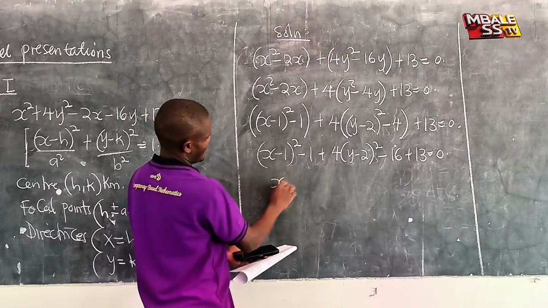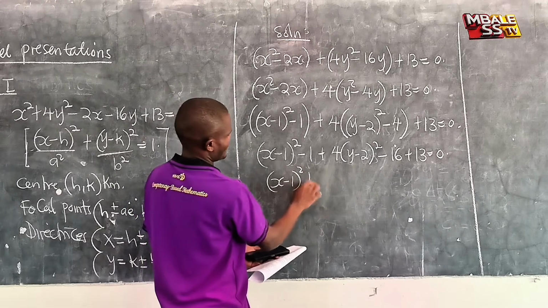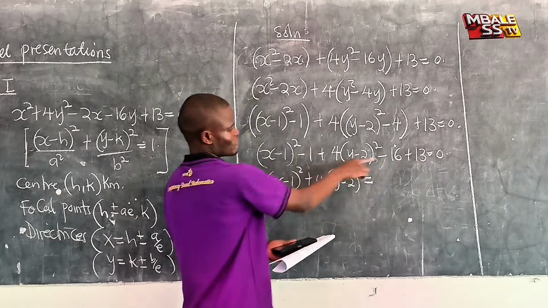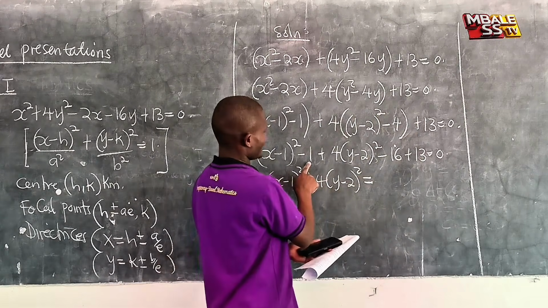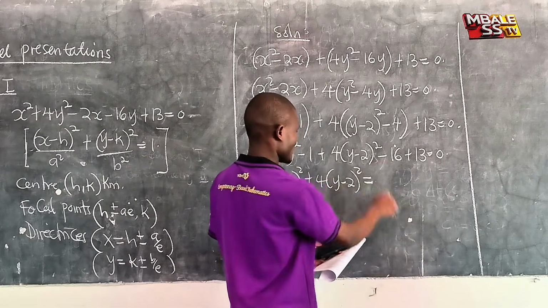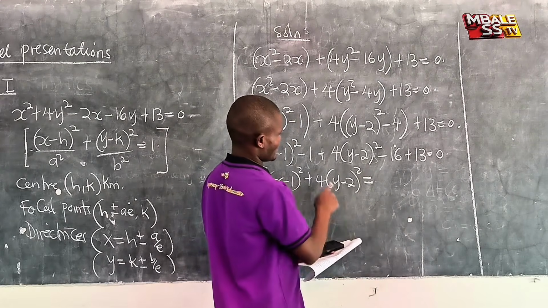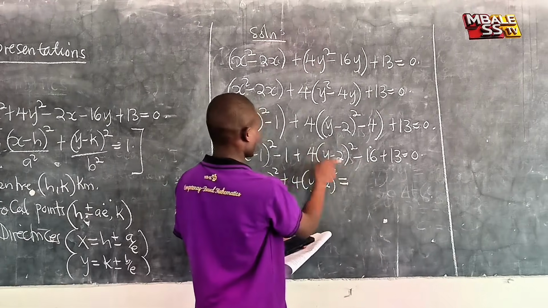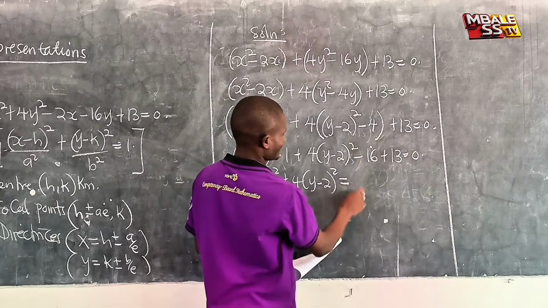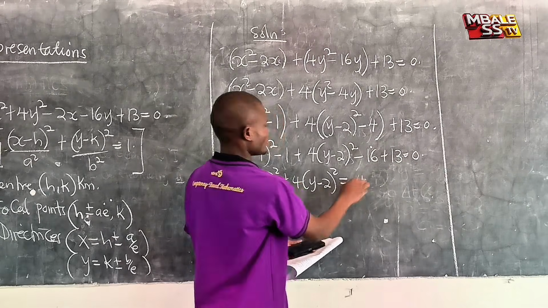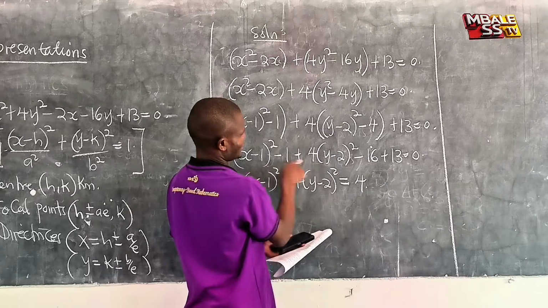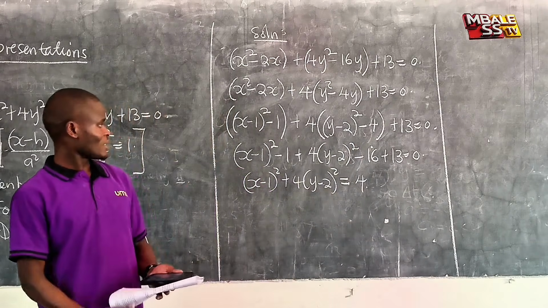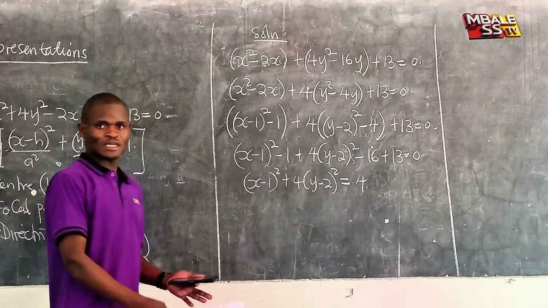So from here, we now have (x minus 1) squared plus 4 (y minus 2) squared. All the constant terms we can collect to the right hand side: negative 1 plus negative 16 gives negative 17. When we add the 13, we get negative 4, the term independent of x and y. So taking this to the other side, we have it as 4. The negative 4 is moved to the right hand side, which means we have a positive 4 on the right hand side.